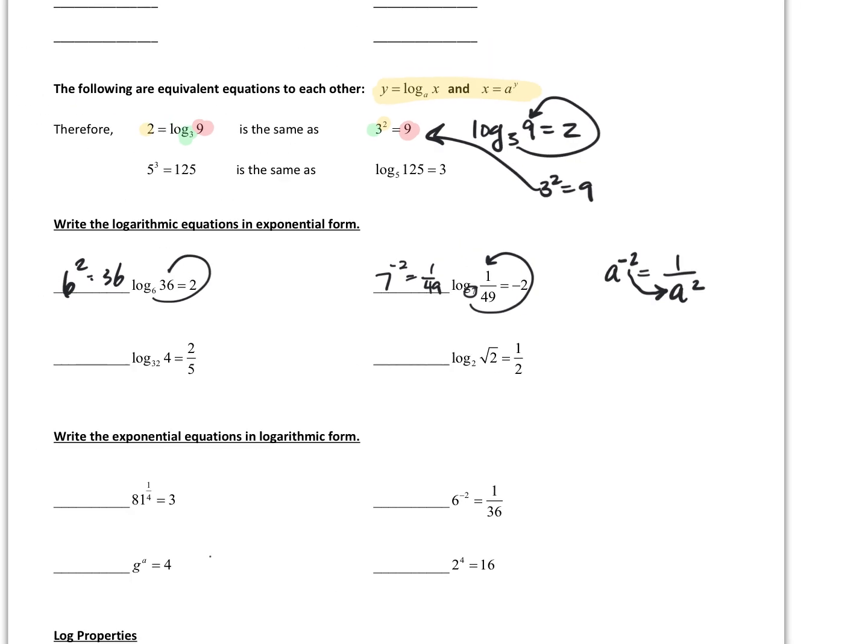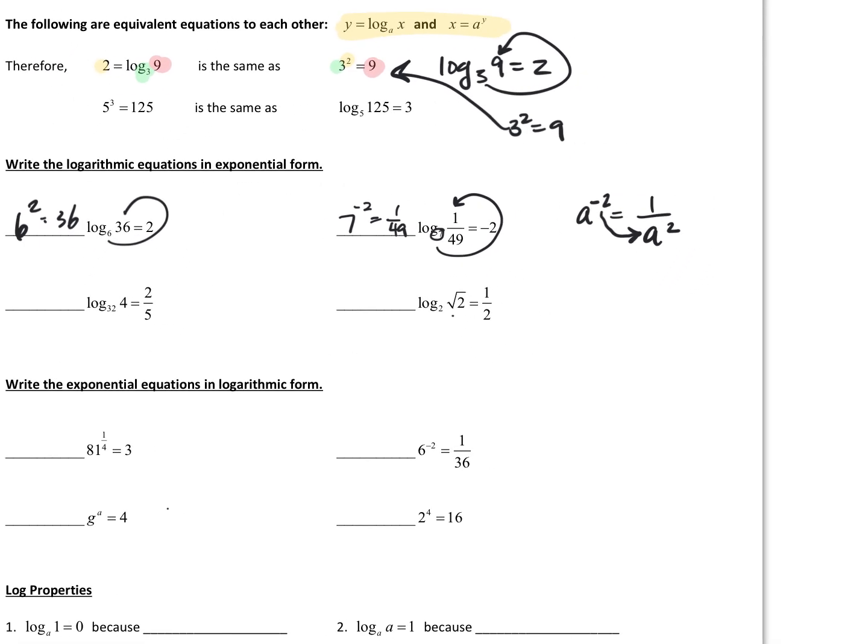Is that okay? This one also brings up another property. The square root of a number can be written as that number to the 1/2 power. So if it was a cube root, it would be to the 1/3 power, and so on and so forth. Okay.